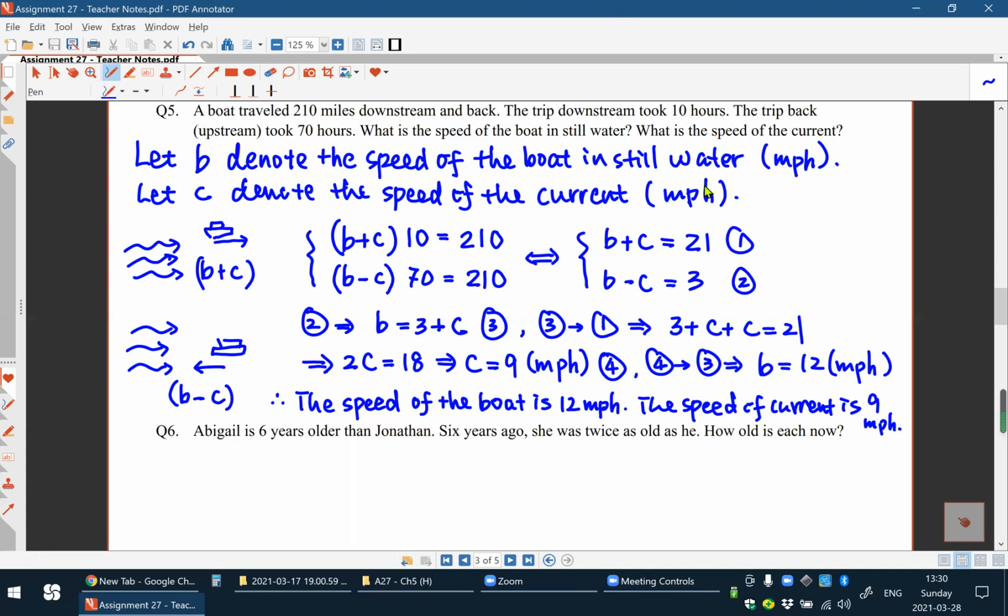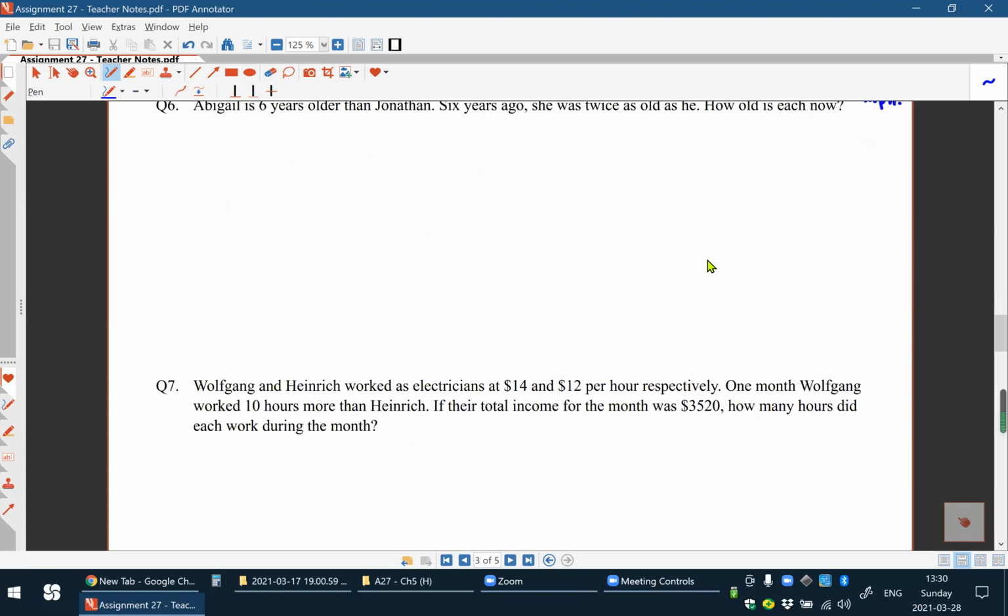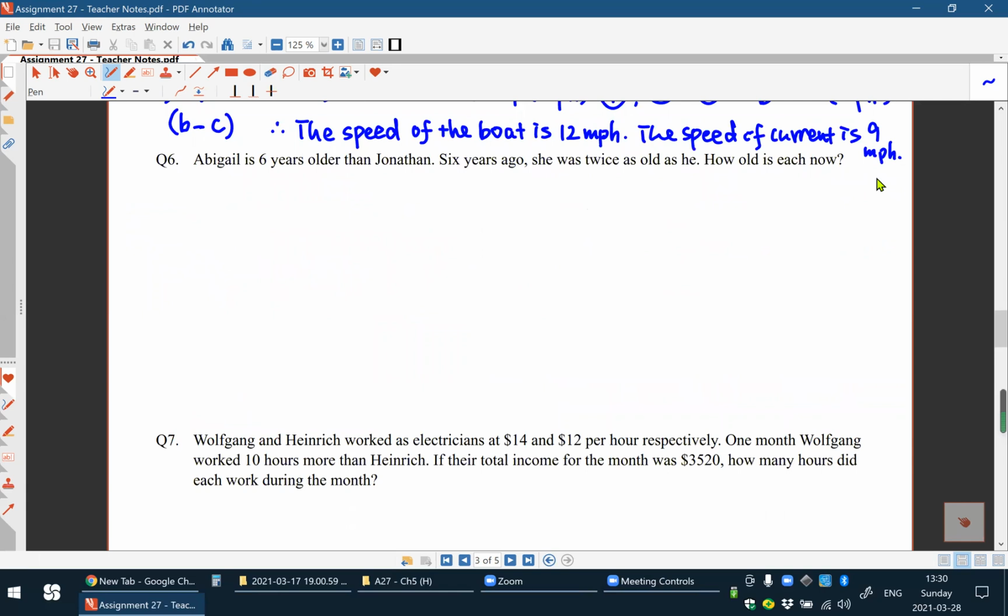No? All right, let's see question 6. Abigail is 6 years older than Jonathan. 6 years ago, she was twice as old as he. How old is each now? Okay, so here we want to find the two ages of the two persons, right?